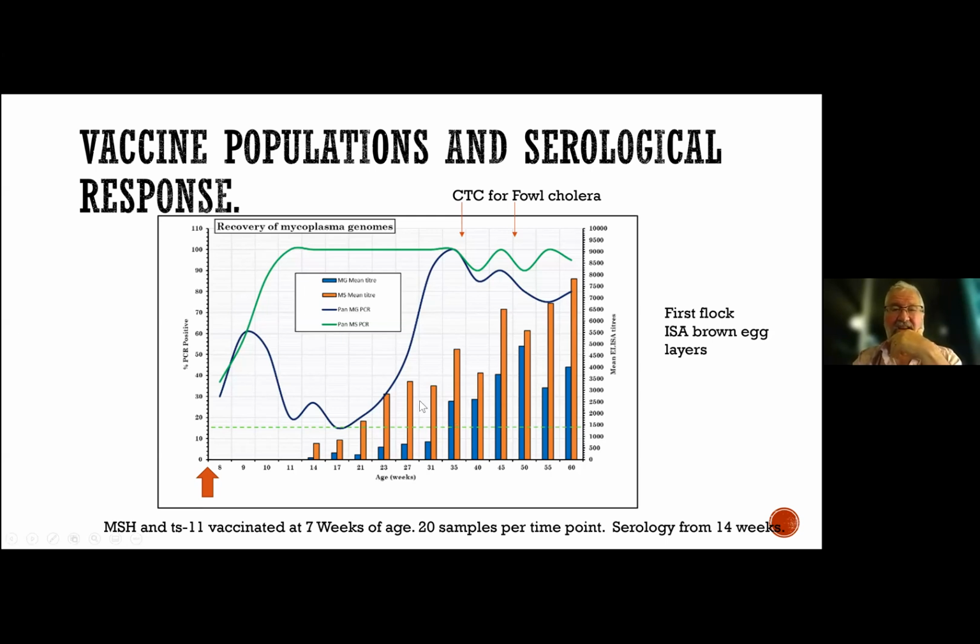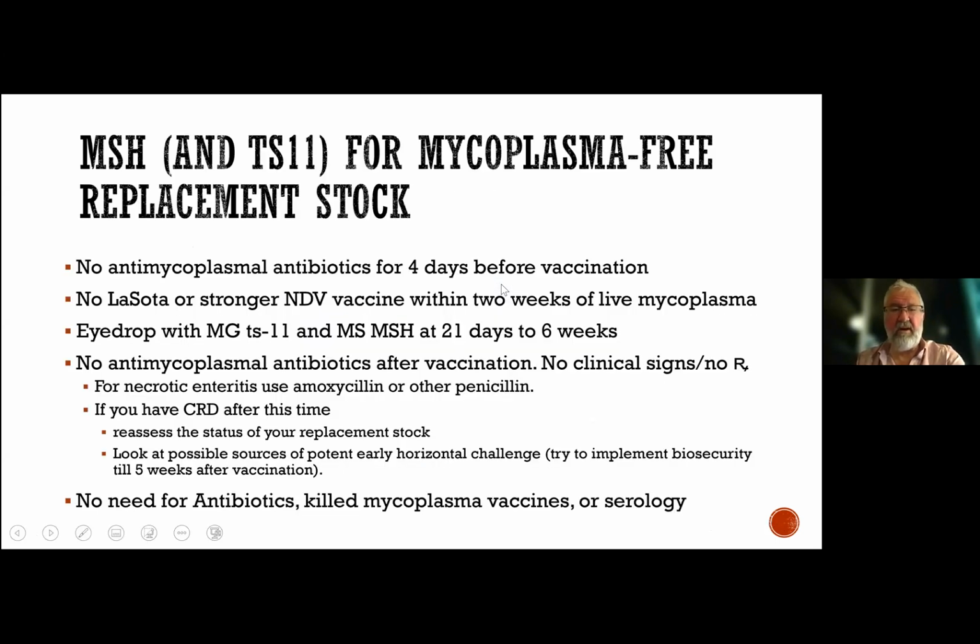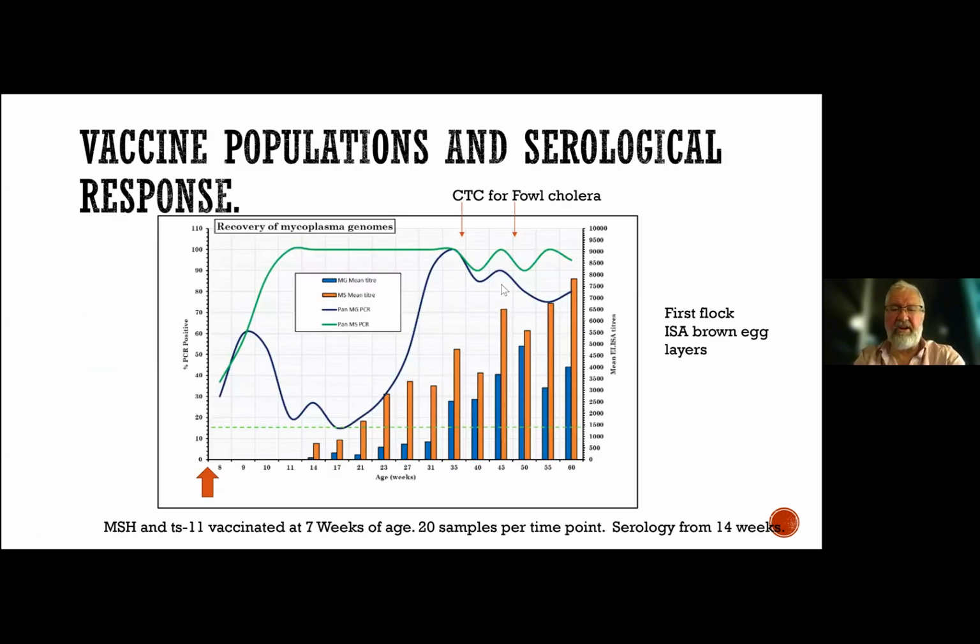A lot of people have mistaken that for field strains getting in. The serology is going up. We couldn't find any field strains in here with DIVA testing and so on. We did get certain dips in production because of dips in tracheal populations, because we had to give CTC for fowl cholera to some of these flocks, but it didn't decrease it very much there.